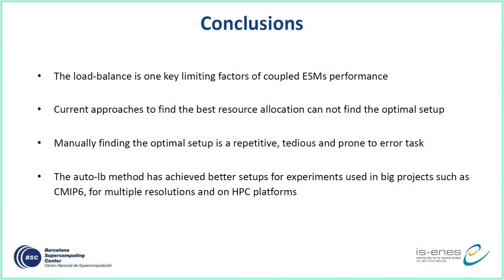So to conclude, the load balance is still one of the key limiting factors of coupled Earth system models performance, and current approaches to find the resource configuration cannot lead to optimal setups, and normally involve manually trying out different configurations, which can be very repetitive, tedious, and prone to error. And this auto load balancing method has achieved better setups for experiments that were used in the past, like CMIP6, and in multiple resolutions and different HPC platforms.